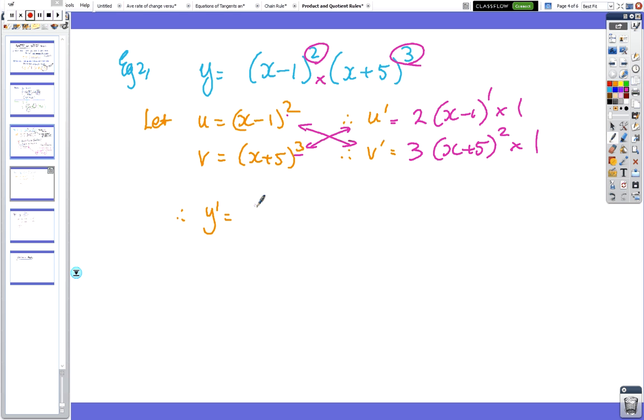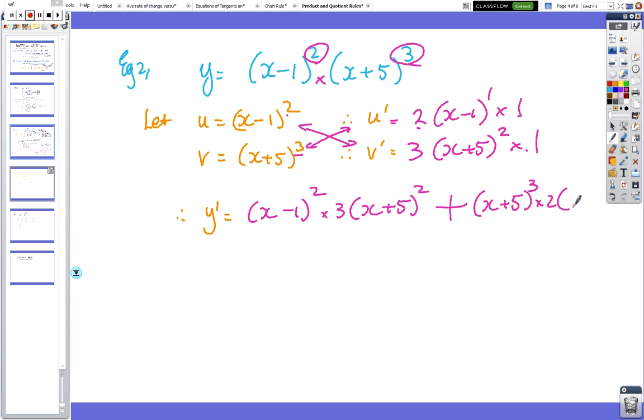So y dash equals x minus 1 squared. Now 3 times 1 is 3, and then I've got x plus 5 squared, so that's the first part, and then it's a plus, x plus 5 cubed. Now 2 times 1 is 2, and now I've got x minus 1. Now what you do not do is any expansions, we're just going to factorise.